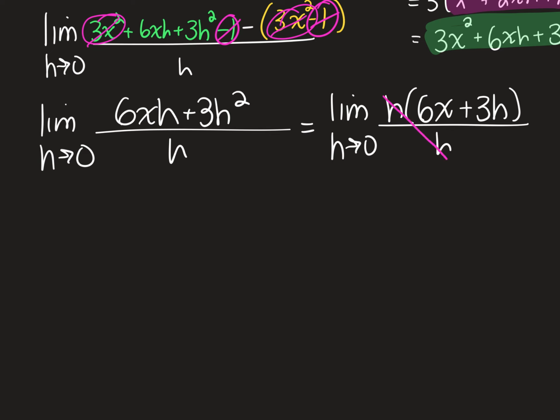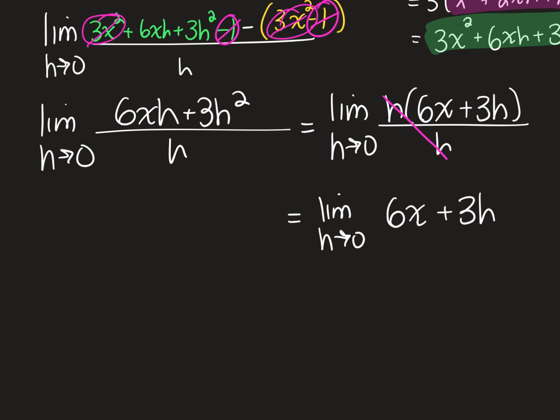So by creating that giant 1 with the h in the denominator, now I've got it in a form that allows me to evaluate this limit. Because no longer do we have to worry about dividing by 0. Now I can go ahead and do my direct substitution.